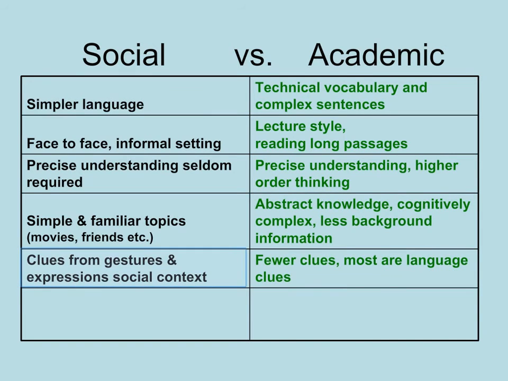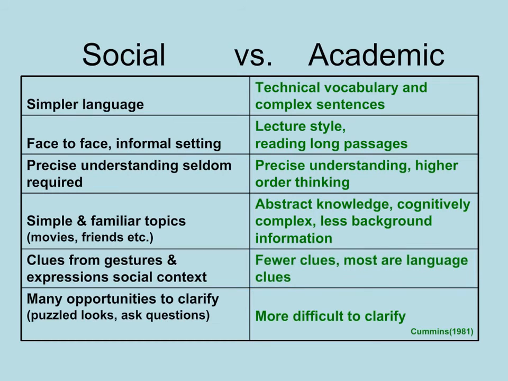In social language, we also get a lot of clues, such as gestures or facial expressions, because we are often close to the person who is talking. With academic language, though, distance often separates us from the speaker, and we have fewer clues about the information. In social language, there are many more opportunities to clarify and ask questions, and in academic settings, it is more difficult to clarify.